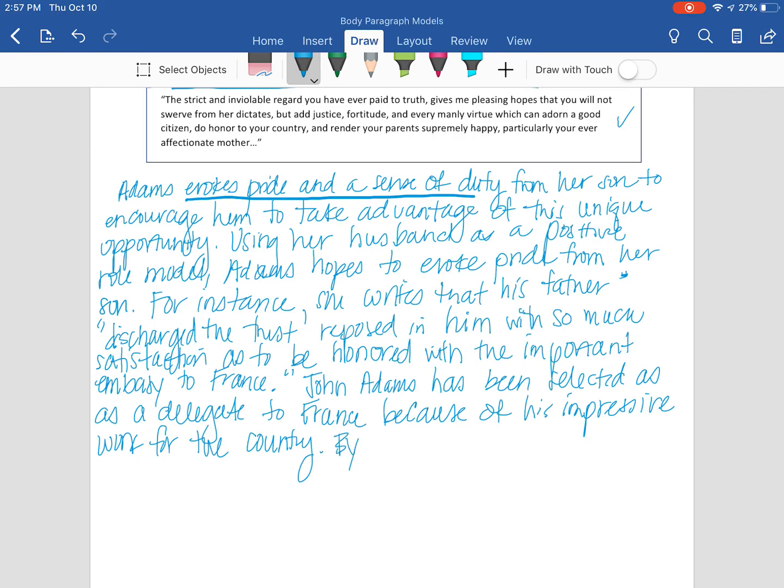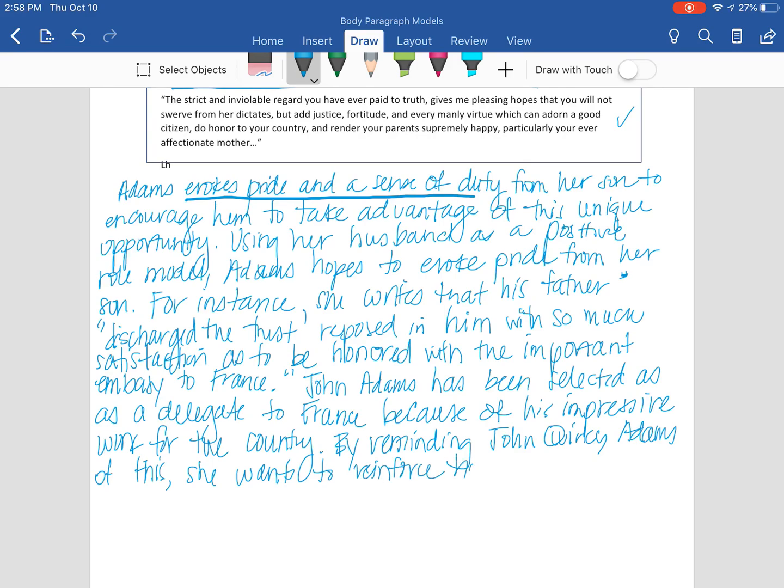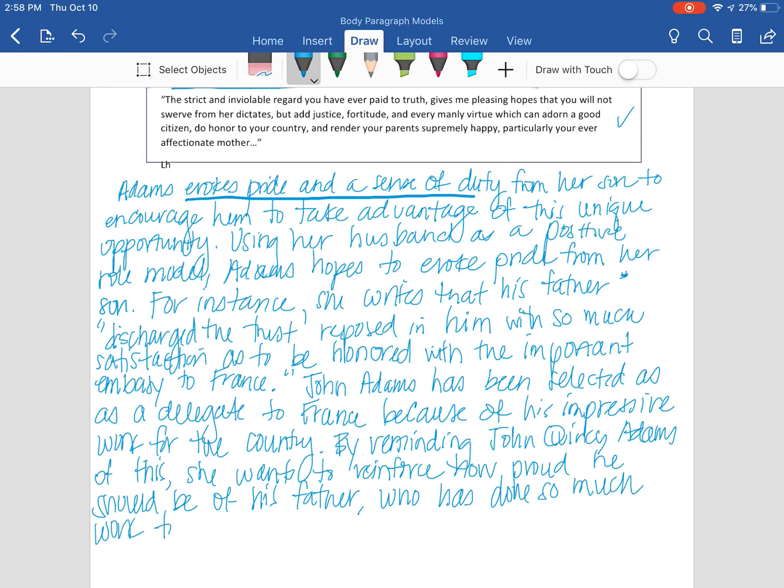by reminding John Quincy Adams of this, she wants to reinforce how proud he should be of his father, who has done so much work to help his country.